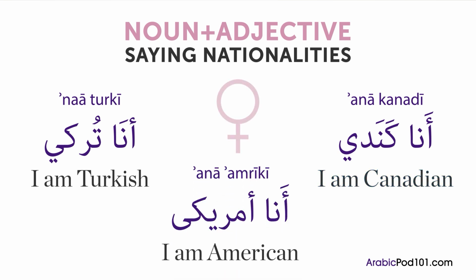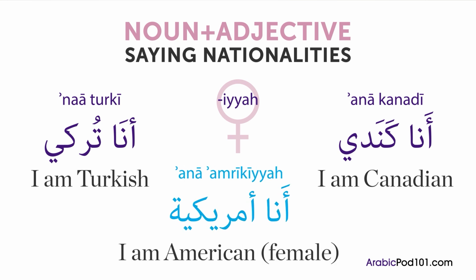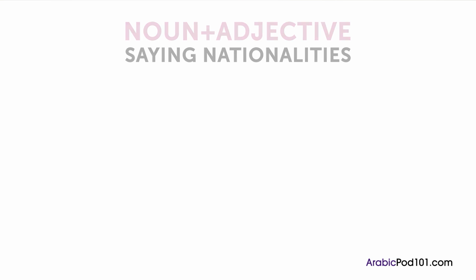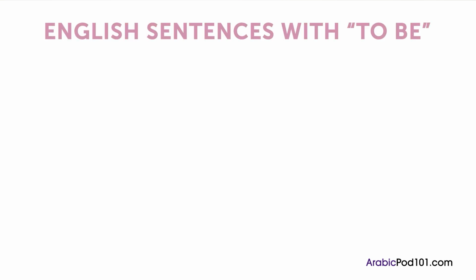For a female, you would add an ية sound to the end of the nationality. So, أمريكي would become أمريكية, and so on. Now let's see some other commonly used sentences that contain the verb to be in English, but not in Arabic.